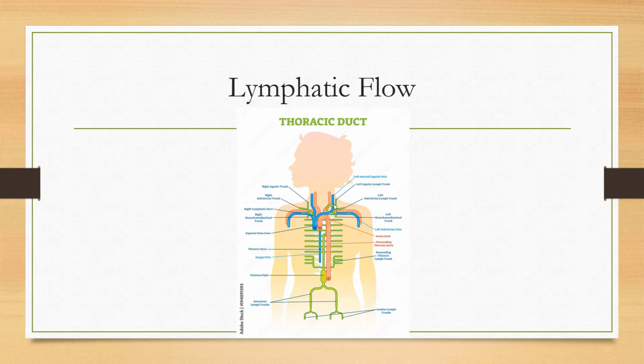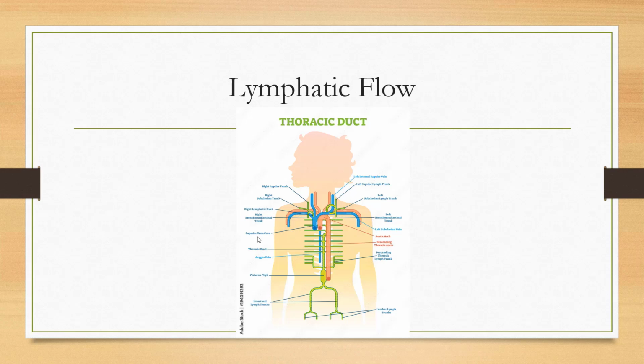It's going to collect lymph from the left bronchomediastinal trunk, the left subclavian trunk, and the left jugular trunk. Okay, so here's the left jugular trunk, the left subclavian trunk, and the left bronchomediastinal trunk. And it will empty into the left subclavian vein, which is here. Lymph will re-enter the venous circulation from the left side of the head, neck, and thorax, as well as from the entire body inferior to the diaphragm.